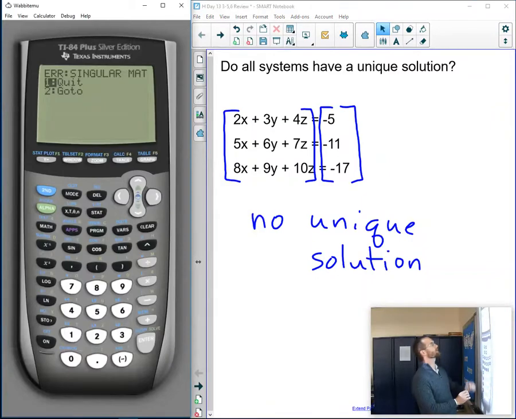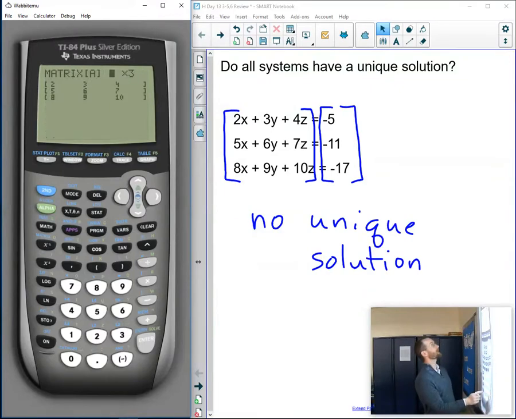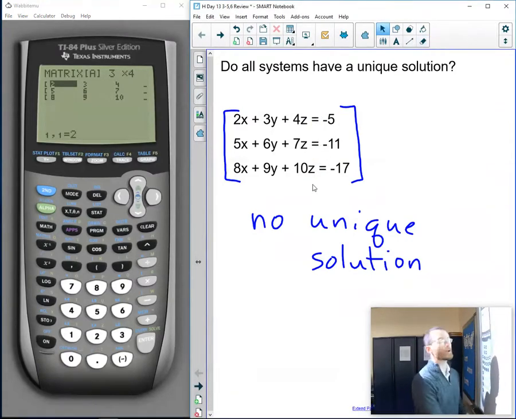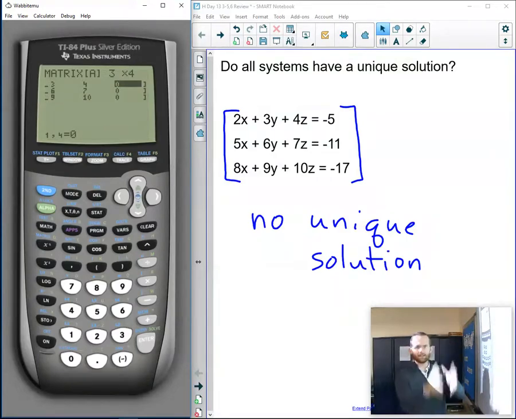Let's say we use the RREF method. We did not use the inverse matrix. So I'm going to go to second matrix. Now we're going to go to edit, and we're going to edit A as a 3 by 4 this time. This is the method that's a little bit faster, where you're able to put the entire system in the calculator as one matrix. The first 3 rows and columns will stay the same. But the last column, the fourth column, needs to change to negative 5, negative 11.